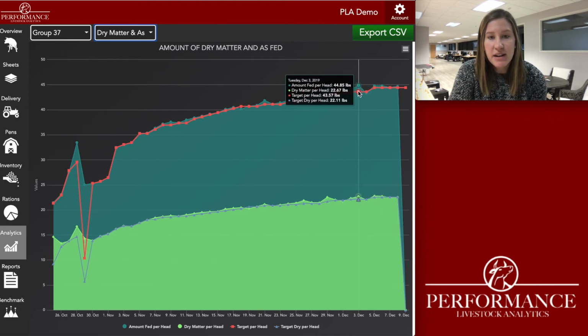You can see back on December 3rd that they did get overfed by a little bit, but then I can also see the same thing on the dry matter. How much was that deviation there?